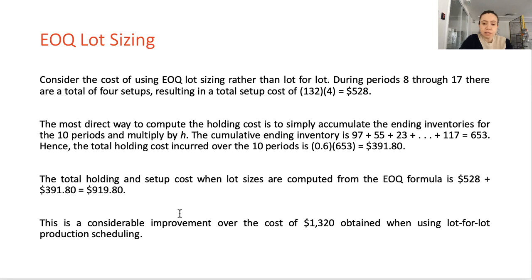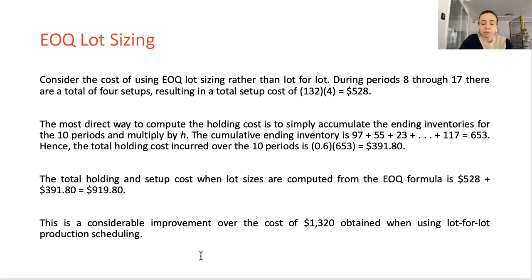In lot for lot, we don't carry any inventory, so we don't have any inventory holding cost. But since we have production in each of the periods, we have setup cost for each of the 10 periods. So the total cost is $1,320. So we see that there is an improvement in the total cost when we used the EOQ lot sizing model.